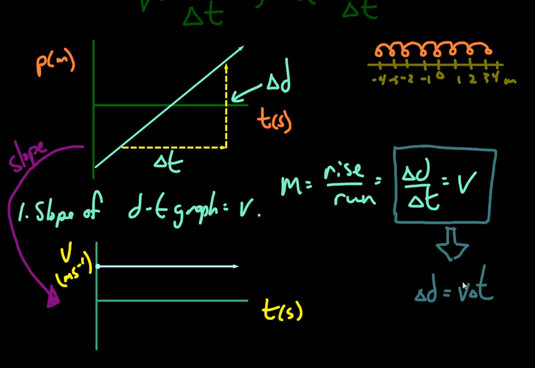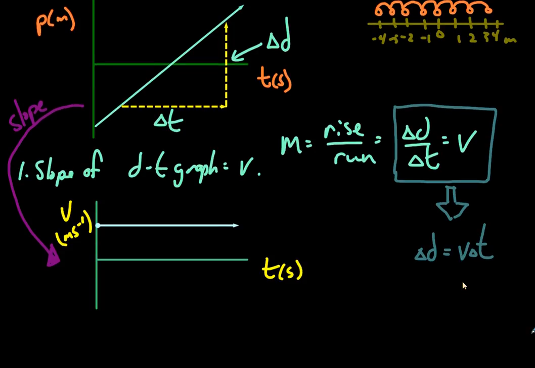If you have 100 kilometers per hour for 3 hours, how far have you gone? Well, 3 times 100 is 300. Words are hard, okay? So let's look at this graph now and see how this relates.